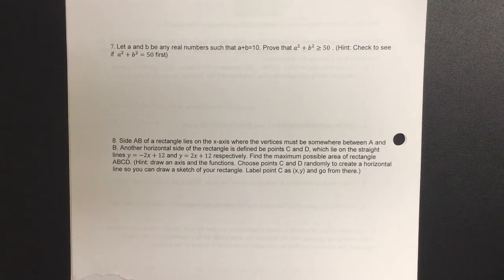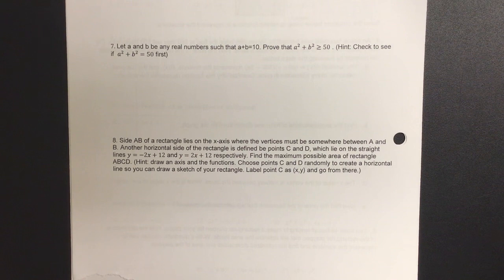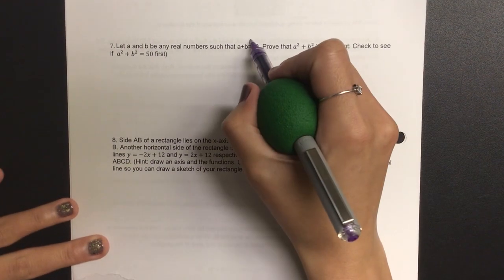that a plus b equals 10. Prove that a squared plus b squared is greater than or equal to 50. All right. Check this out. Thank you. So we're going to start with this right here.